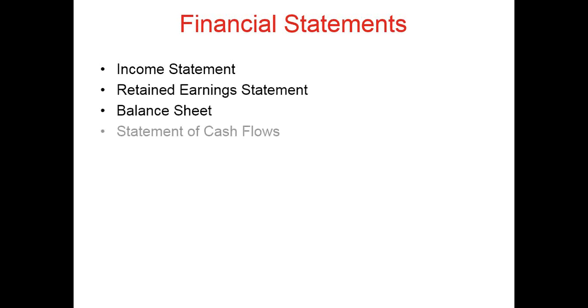Now, let's talk about some terms that you may not be familiar with. Assets are things the company owns. A company owns its cash, its accounts receivable, its inventory, its equipment. Liabilities are things the company owes. I owe my accounts payable. I owe the mortgage on the building. I owe the payroll taxes I've withheld from my employees. Those are things the company owes.